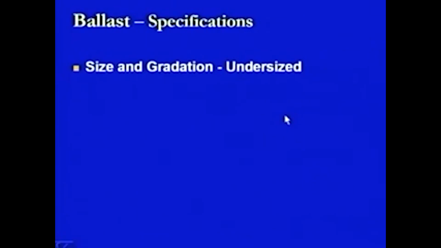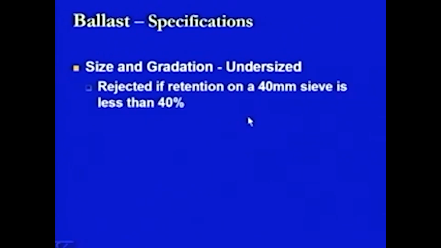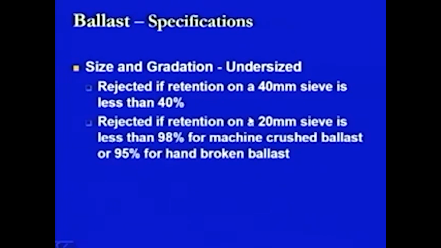Another case related to gradation is the undersize, as we have seen in the case of the oversize. The material should not be smaller in size. Here, it is to be rejected if the retention on a 40 mm sieve is less than 40%, or if the retention on a 20 mm sieve is less than 98% for machine crushed ballast or 95% for hand broken ballast.